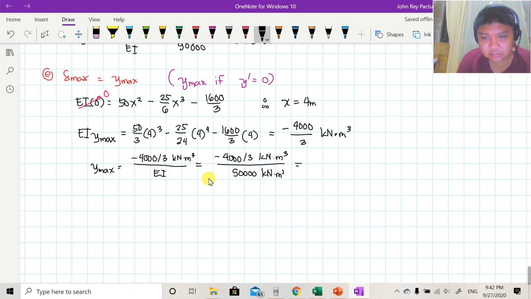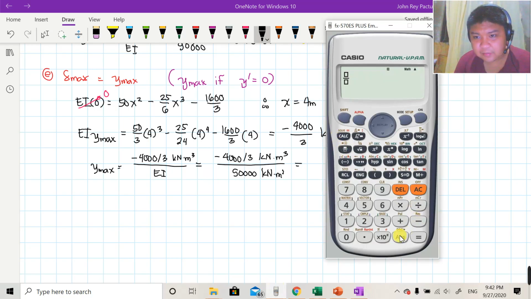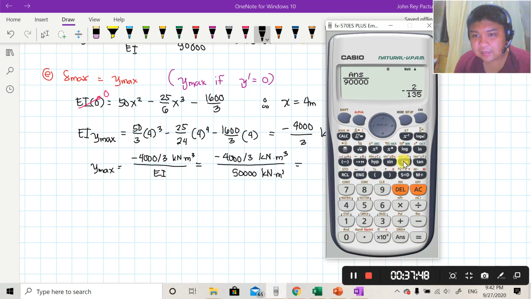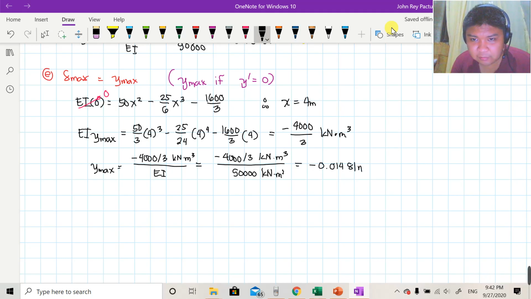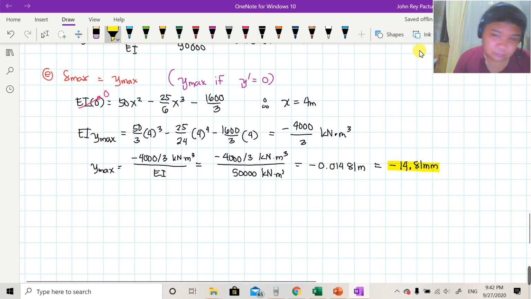So, ina-expect nyong naka-meter ang sagot dyan, di ba? So, ans divided by 90,000. Ang lalabas ay negative 0.01481. Lagay natin 0.01481 meter. So, multiply mo na lang yan, class, ng 1,000 dahil common sense naman para maging millimeter, negative 14.81 mm. So, highlight ko lang siya, class. Ito na yung sagot natin for the maximum deflection.